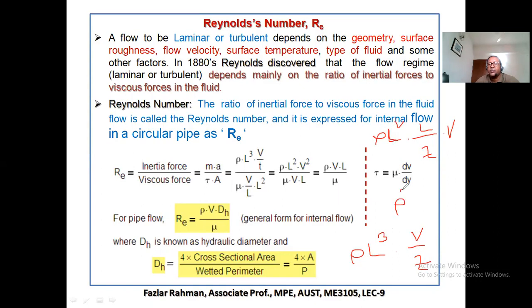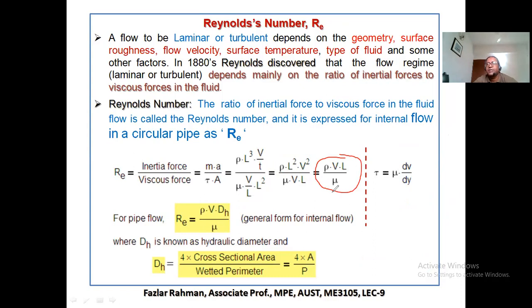So at the top, we are getting rho V square L square. That is right over here. Rho V square L square. And at the bottom, this square and this L out, rho VL. So you're getting rho VL in the bottom. Now you simplify it. Finally, you get this term: Reynolds number equal to rho VL divided by mu.